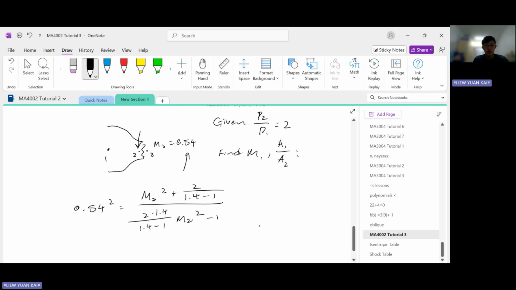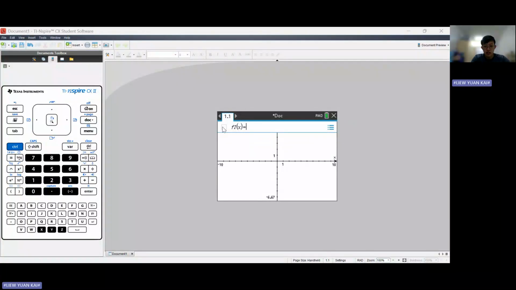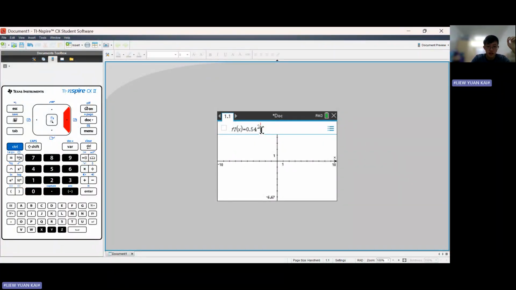Okay, so this looks complicated to solve. You can solve this algebraically, but let me show you how to do this with a calculator. So let me share my screen. On the left-hand side, we have 0.54 squared. And then on the right-hand side, we have the gigantic fraction. So what you need to do is move the gigantic fraction over to the left-hand side, so you get minus that fraction.